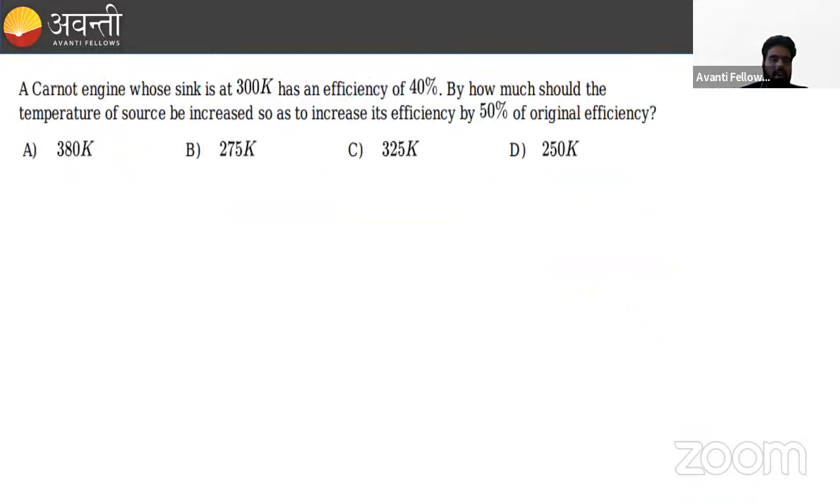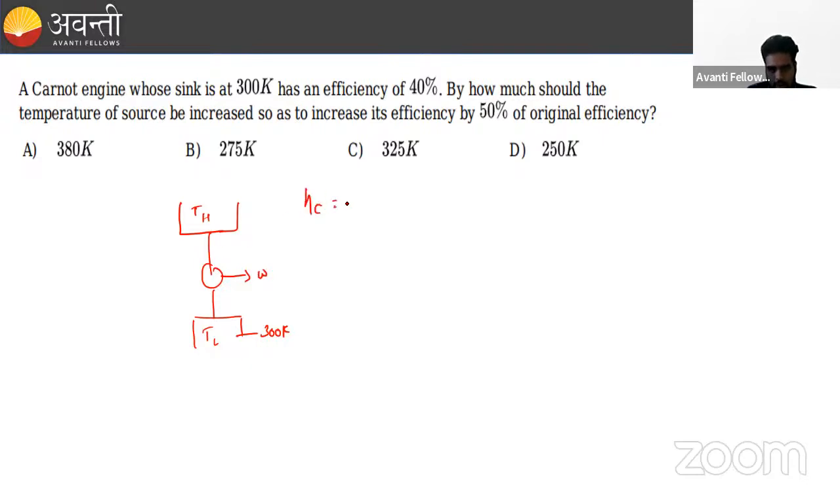Let's solve this very important problem, asked in thermodynamics second law, Carnot engine. What is given in this problem? A Carnot engine whose sink temperature is given, that is 300 Kelvin. This is the higher source temperature, this is the sink temperature, and it is given as 300 Kelvin. And the efficiency of this engine is given, guys, that is 40%.